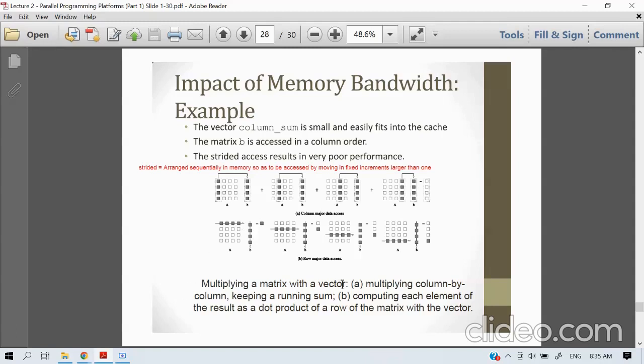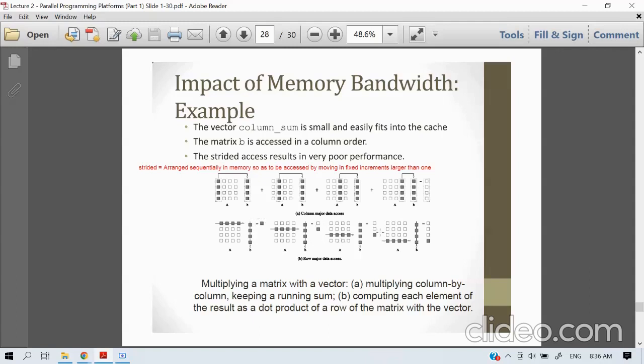Multiplying a matrix with a vector. This is the operation. Okay, let's look at A and B. A and B have different approaches to multiplying a matrix. A multiplies the matrix column by column, and B multiplies the matrix by computing each element of the result as a dot product of a row of the matrix with the vector. So it has the result here.